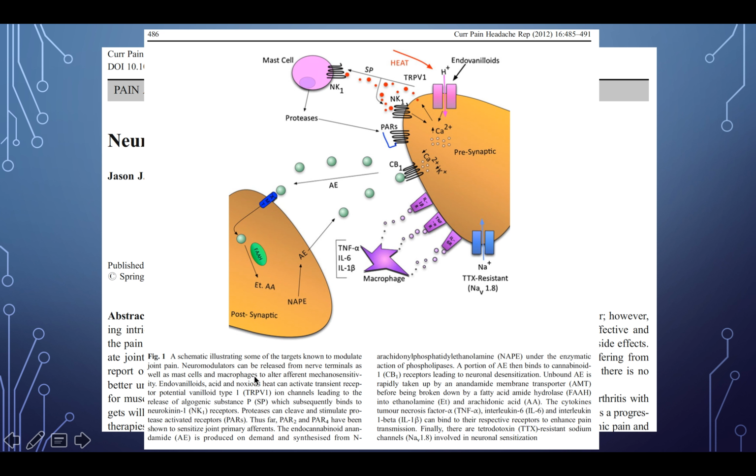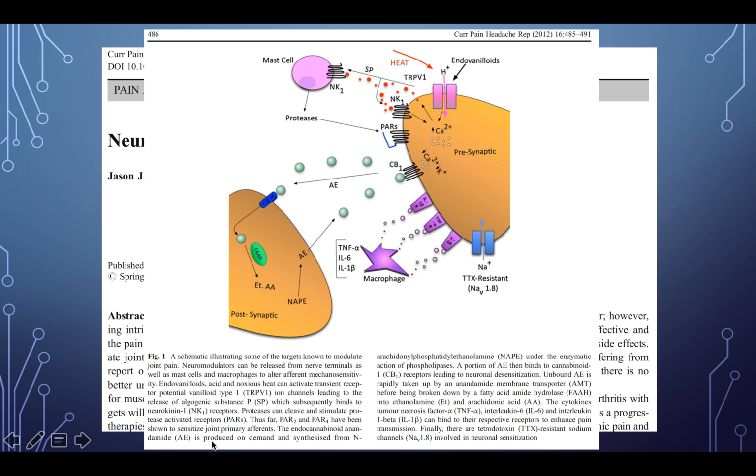The neuromodulators that can be released from the nerve terminals, as well as mast cells and macrophages, to alter afferent mechanoreceptivity. You've got those endovanilloids, the acids and noxious heat that can activate transient receptor potential vanilloid type 1, which we've seen before in our other lectures, the TRPV1 receptor. It leads to the release of substance P, which subsequently binds to neurokinin 1 receptors.